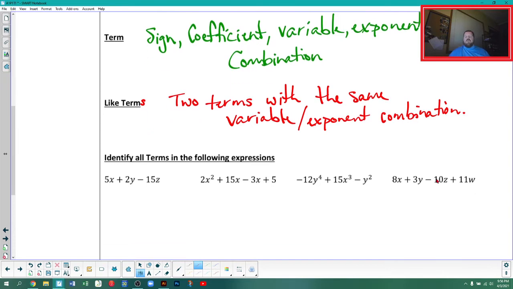The next part we want to do is look at all the different terms in the following expressions. I think this is very valuable when it comes to combining like terms, just to talk about what terms are. Again, it's sign, coefficient, variable, and exponent, all those things together, sort of packaging up a term. The way I think about them is I think about squaring my terms, and I like to think of these as individual building blocks of these expressions. So we've got three terms in this first one: 5x, positive 2y, and negative 15z.